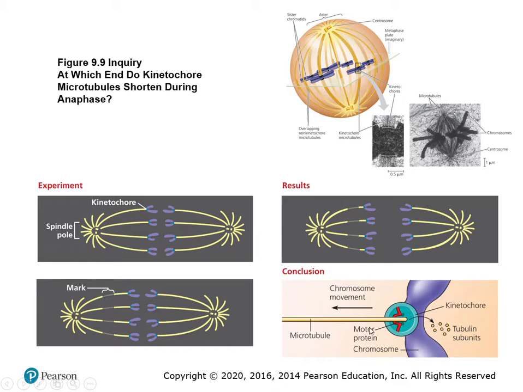And what actually happens is that you have this motor protein, like a little Pac-Man, chewing up that microtubule and spitting out those tubulin subunits, which will probably be reused to make more mitotic spindle at another time. And so it's basically degrading that mitotic spindle, which is a microtubule, and shortening it to pull those sister chromatids to the opposite poles.